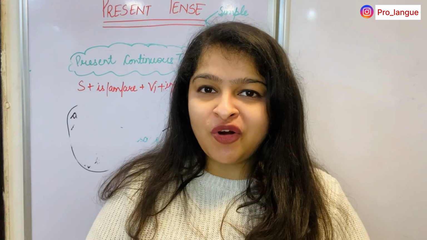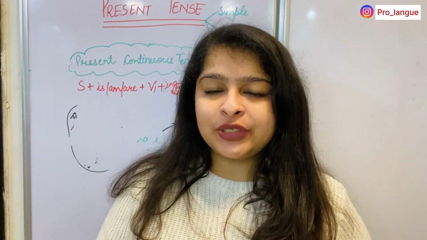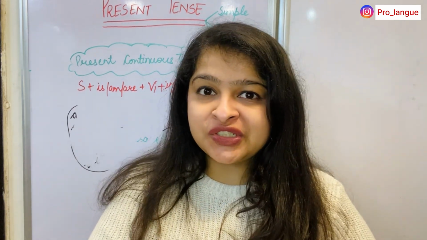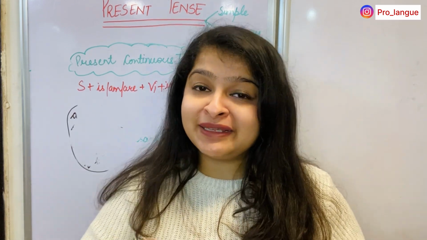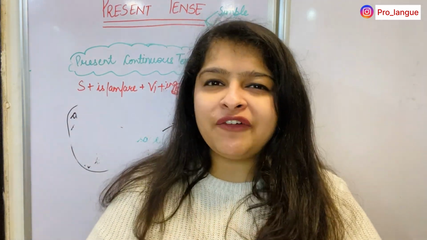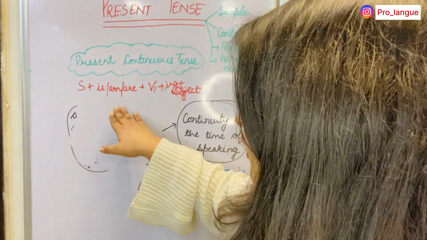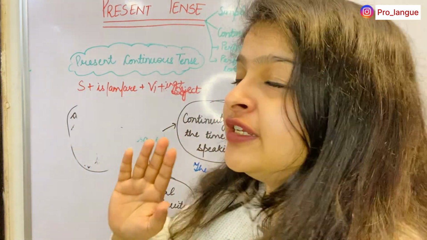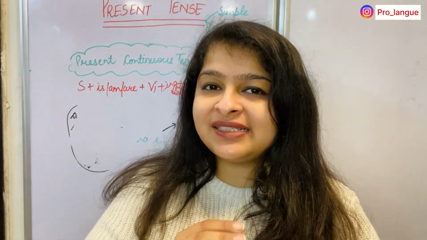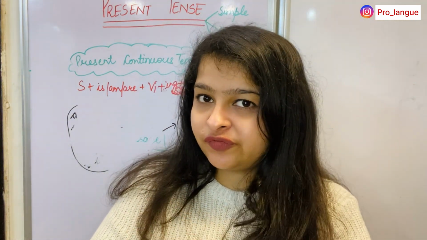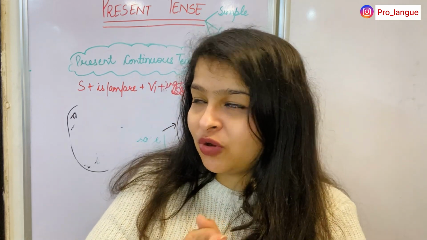Now let us move forward to the next tense, that is present continuous tense. Well, present continuous tense is actually simpler than the simple present tense because here we don't have to think about the S and ES. Here the only thing that we need to take care about is is, am, are. So the rule is subject plus is, am, are plus verb's first form plus ing plus object.